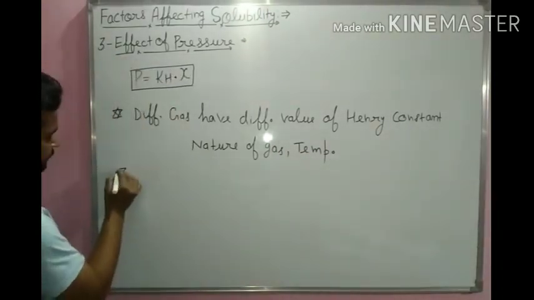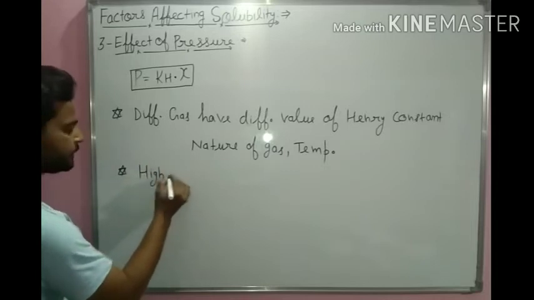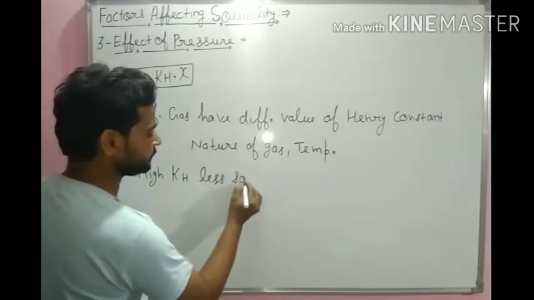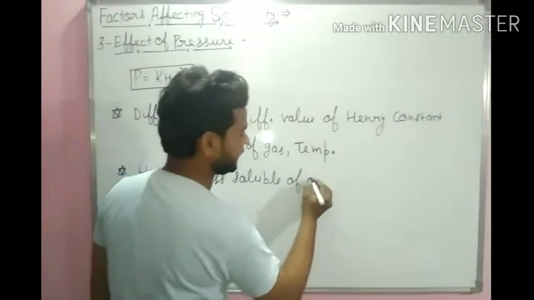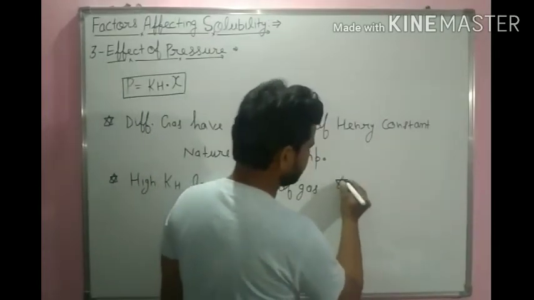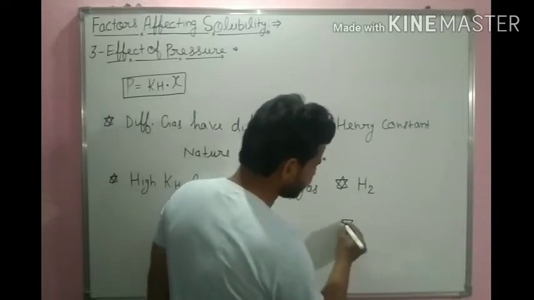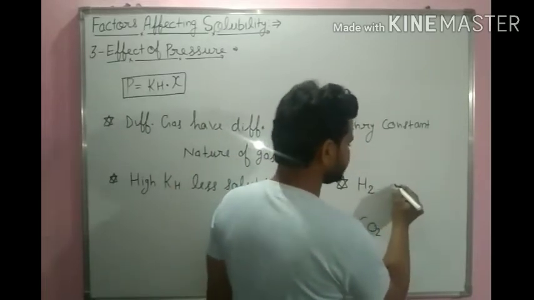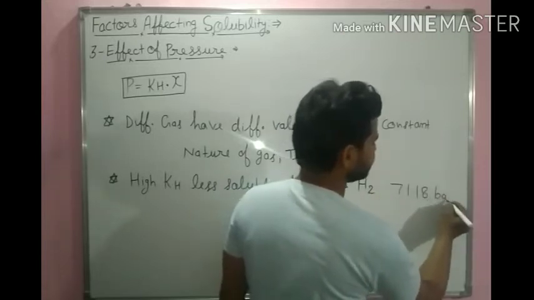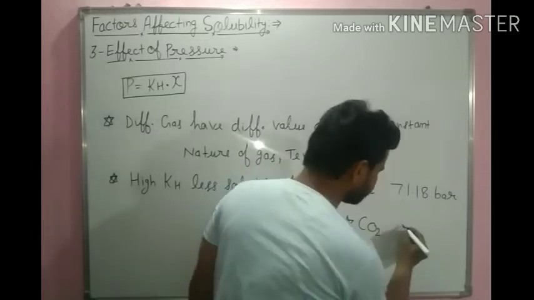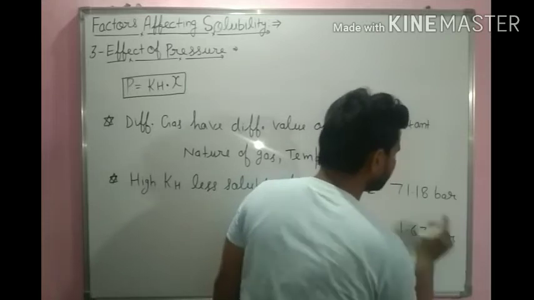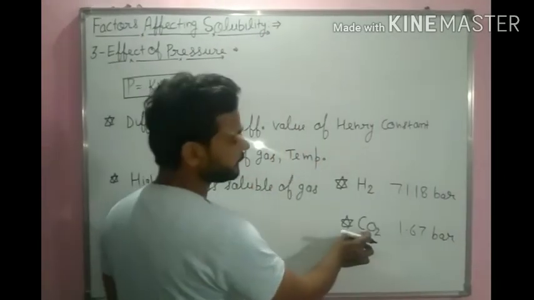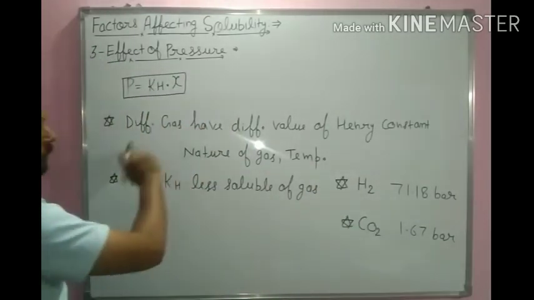Second point, the higher the value of Henry constant, the less soluble the gas. For this, we have two gases, first is hydrogen and second is carbon dioxide. The value of KH for hydrogen in water is 71.18 bar and for CO2 it is 1.67 bar. From this we can say that the value of KH for hydrogen is higher, so the solubility of CO2 is more compared to hydrogen in water.